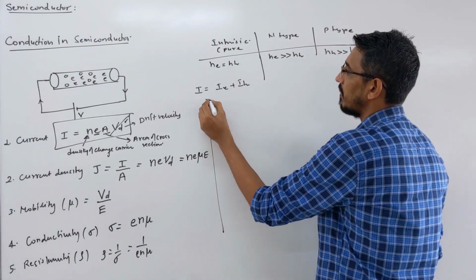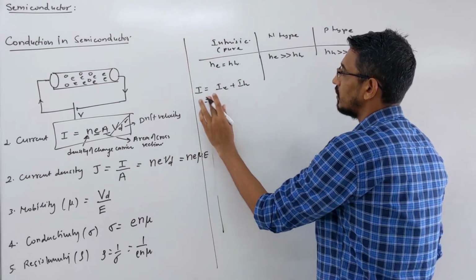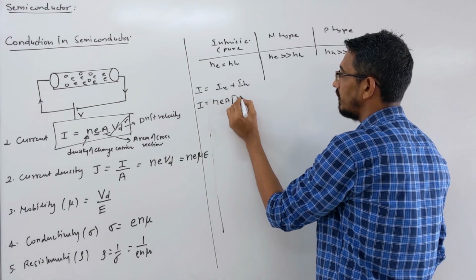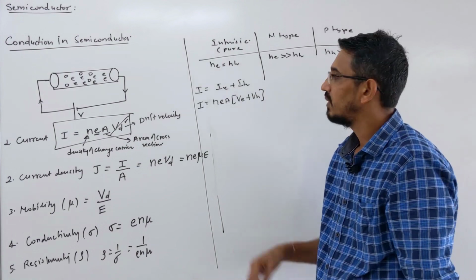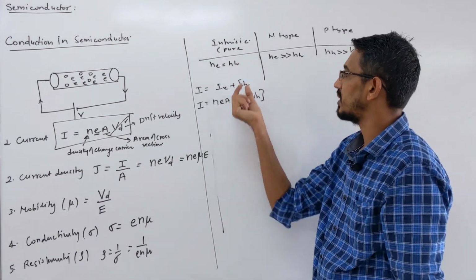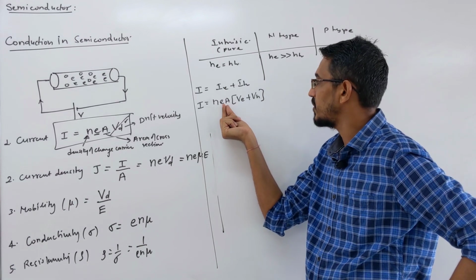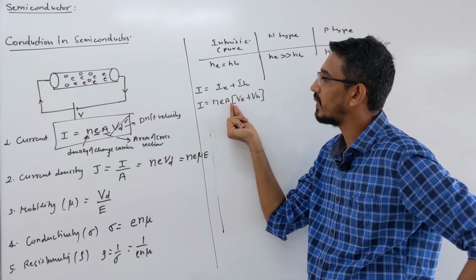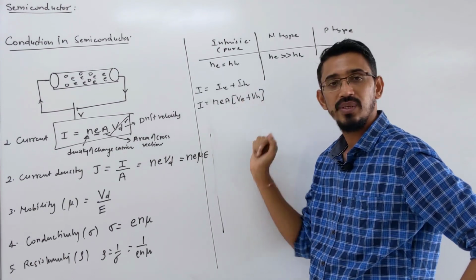So what I am doing, simply I am writing this way. Okay. So net current is simply writing N, E and A common, just V of the electron plus V of the hole. That's all. So what is the net current in case of pure semiconductor? Number of charge carrier density, charge of one electron or hole, area of cross section of that semiconductor, drift velocity of the electron plus drift velocity of the hole.